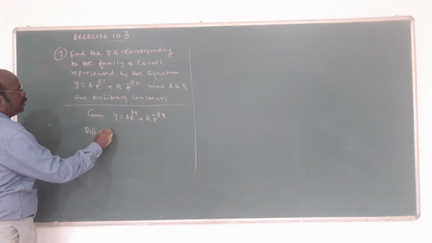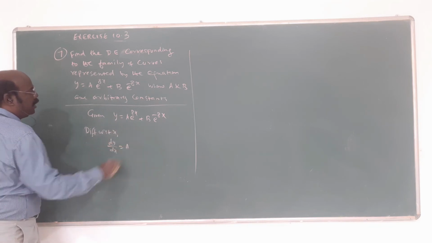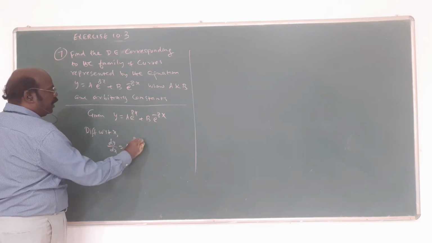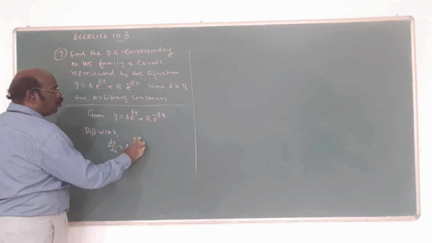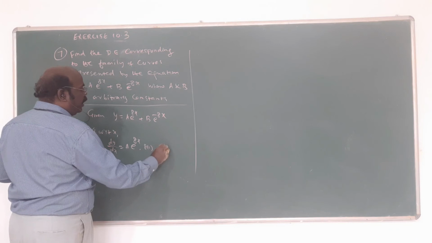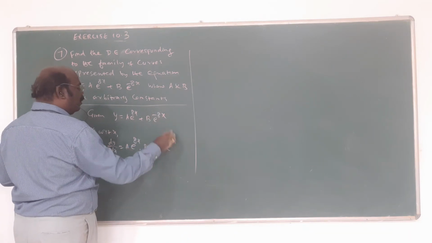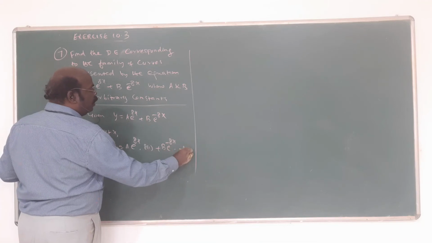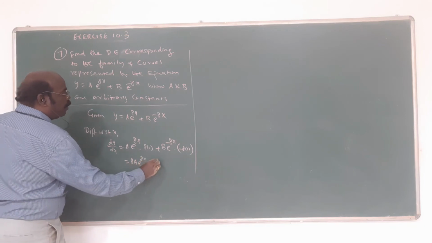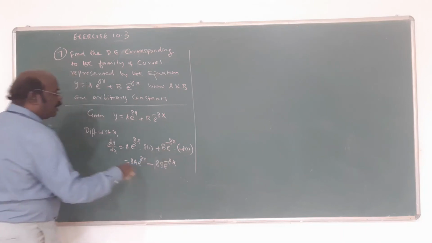Now differentiate one time with respect to x. y becomes dy/dx. a is a constant. e to the power of something becomes e to the power of something into the derivative of the power, 8 into 1. Again, b into e^(-8x), b is constant, and the derivative gives minus 8 into 1. So dy/dx equals 8a e^(8x) minus 8b e^(-8x). This is the first order derivative.